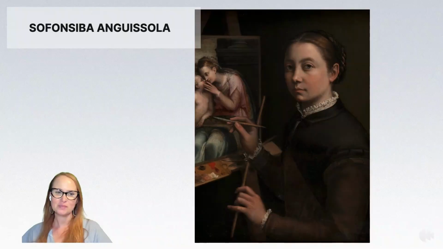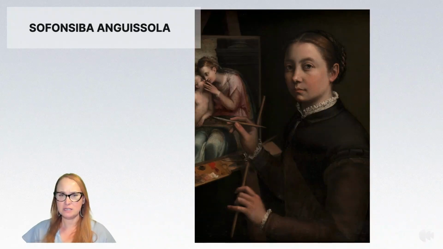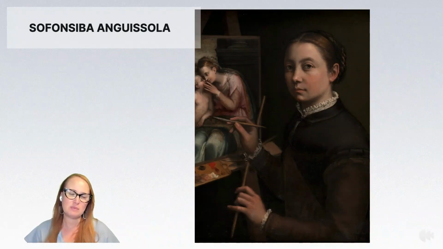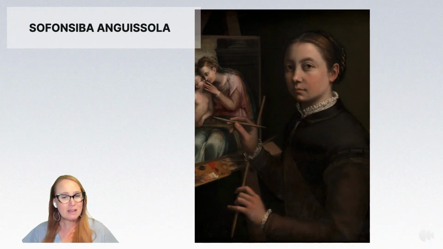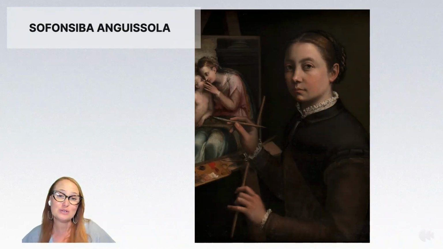This is Sofonisba Anguissola. She was a court painter for the courts of Spain and Italy and brings a wealth of technique and knowledge to her work. So Sofonisba was born in Italy, but ended up being a court painter and a lady-in-waiting for Philip II of Spain, which is a huge deal. So she's a noblewoman. Her parents were pretty liberal with her education. She learned to read, she learned to write, she learned Latin and Greek, she learned all the sciences and music, and she also learned painting.